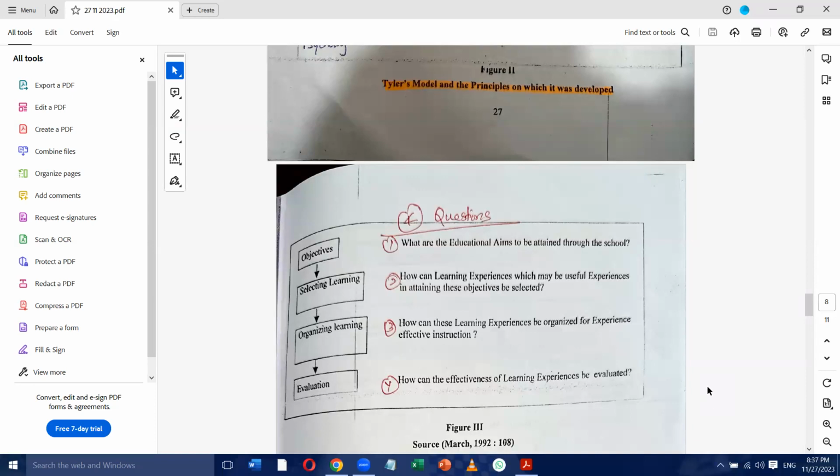But in developed countries and European countries, they have different ways to test students. You know that in IELTS, reading, writing, listening, everything is there. So an exam evaluation should be like that. So the question is, how can the effectiveness of learning experiences be evaluated? How are you going to evaluate it? By answering these four questions, you can form the objectives, selecting learning, organizing learning, and evaluation.